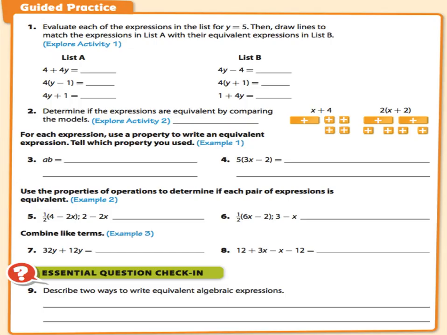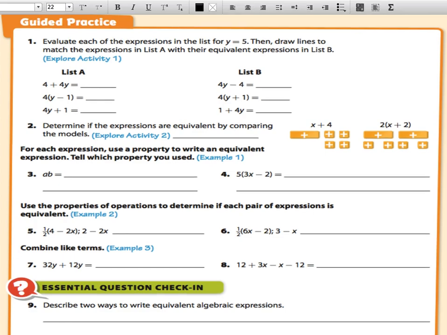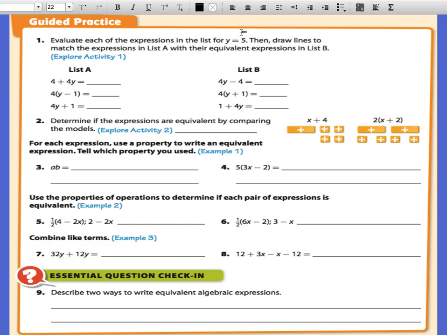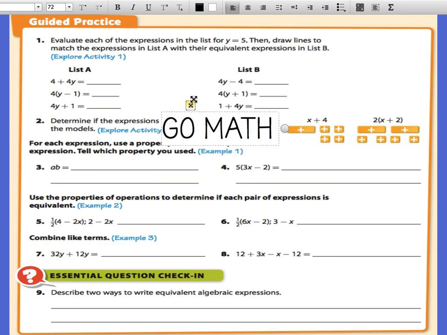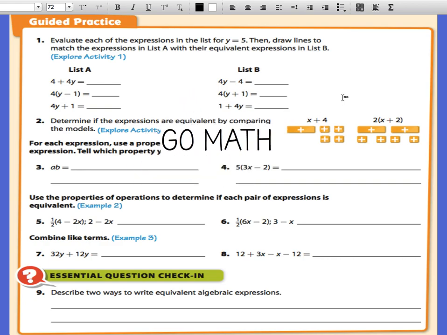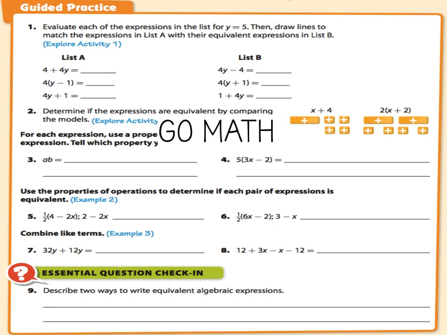Right? So at this point, you're going to go ahead and do your guided practice. Remember, you are doing your guided practice on Go Math. So you are doing it online. Write that nice and big. Do it on Go Math. This page here is for extra practice. All right. As always, if you have any questions, please be sure to write them down or email me so we can go over them in class.